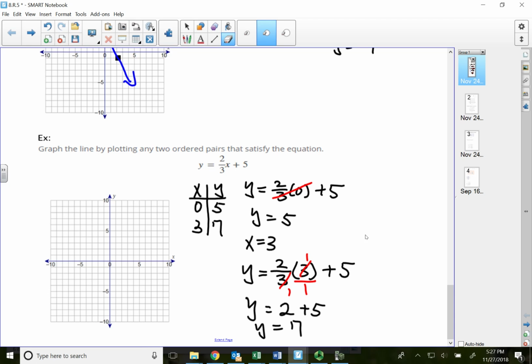All right, (0, 5). So 0 for x means I do not go right or left from the origin. Simply go up 5 for the y value. So that's 1 point. (3, 7). So starting from the origin, go to the right 3 and up 7: 6, 7. That'll be about right here. All right, once I've got 2 points, I can connect them with a line. All righty, so that's my equation of the line.